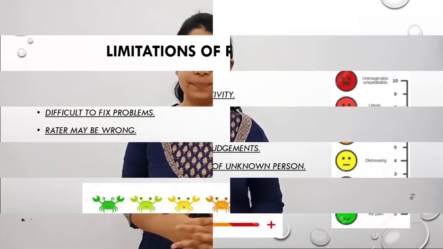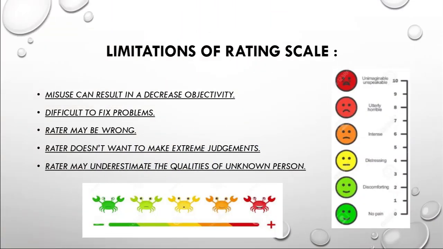Now let's quickly move on to the disadvantages of rating scale. Certain disadvantages, or we can also call them as limitations, are: misuse can result in a decreased objectivity. It is difficult to fix problems in rating scale. Sometimes the rater may also be wrong. Sometimes the rater doesn't want to make extreme judgments. And sometimes rater may underestimate the qualities of unknown person. So here we complete with the advantages and disadvantages of rating scale. You can note them down and you can study.